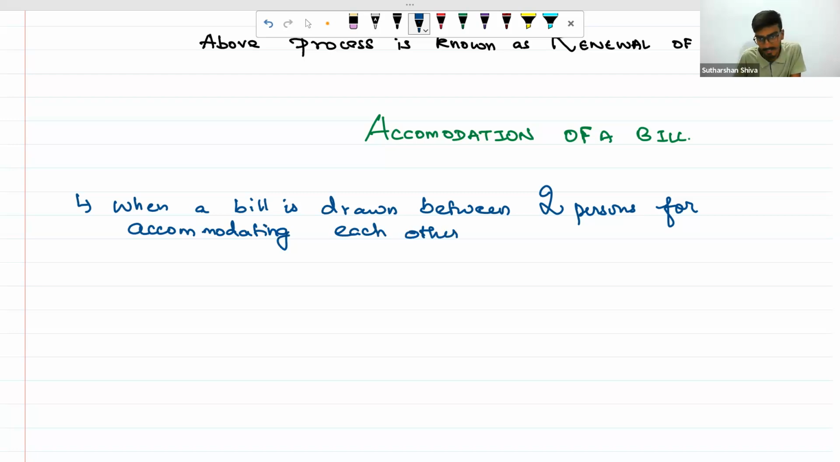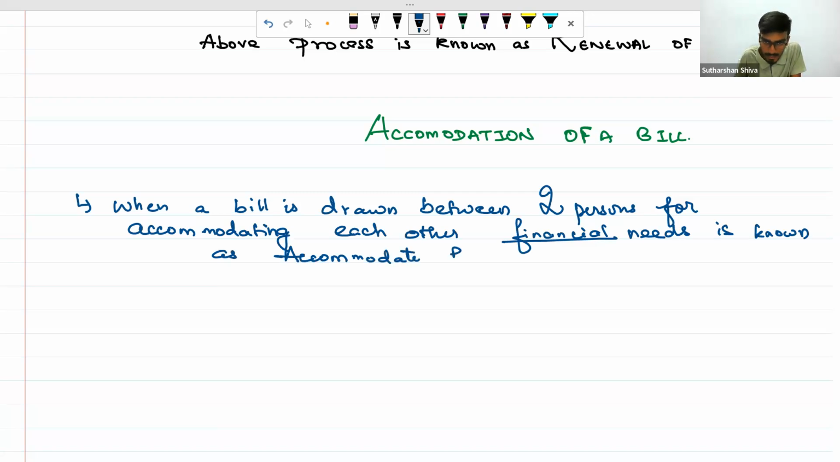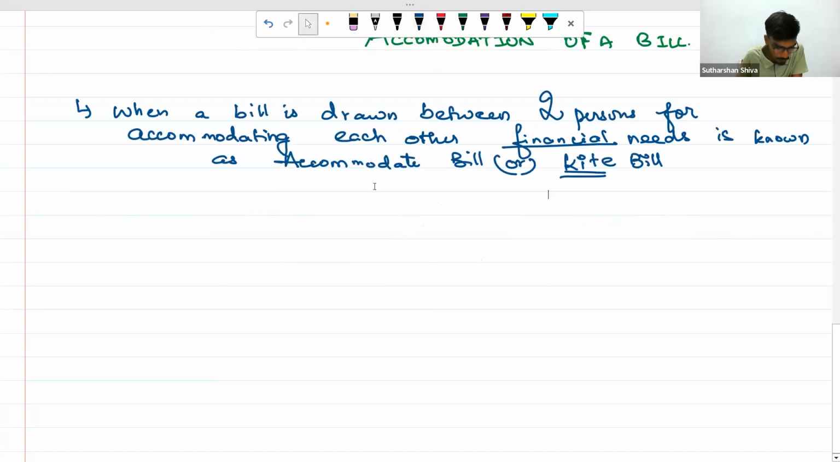What obligation will they have? They may have financial needs or financial obligations. This is known as an accommodation bill. Sometimes this accommodation bill can also be called a kite bill. How does the process work?